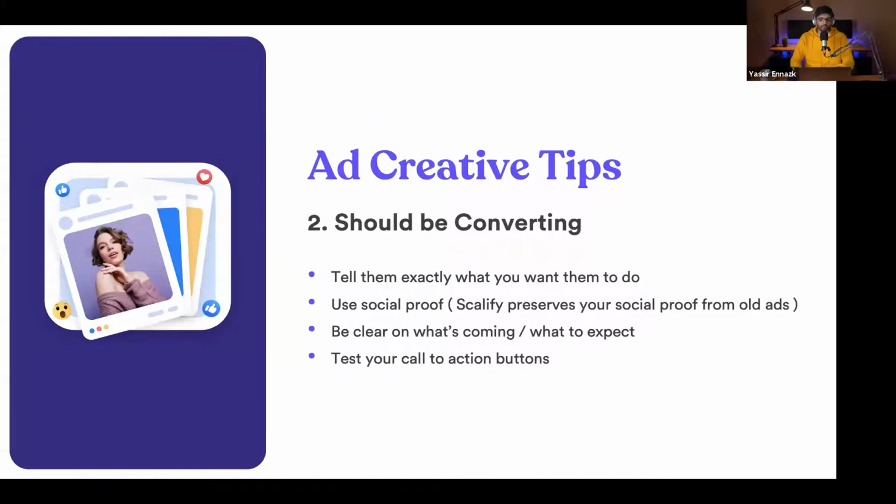And this is the third one, actually. So three, your ad creative should be converting. So you need to tell the prospect or the person exactly what they need to do after watching, after reading your ad copy. Use social proof. So reuse existing posts that had good social proof. For example, if you already have good reactions on a post, don't go ahead and create the same post again with no reactions, because those reactions and comments add up to your social proof.